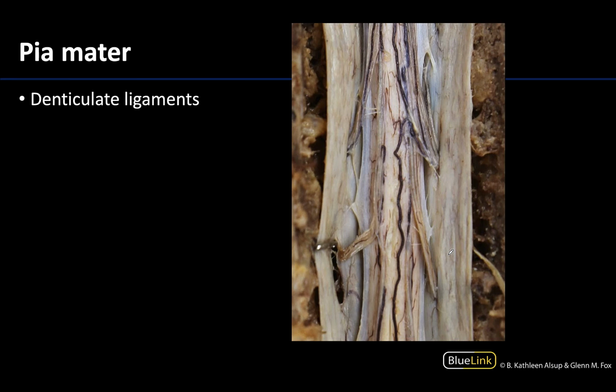There are two specializations of the pia mater that we want you to be familiar with. The first is the denticulate ligaments, and these are paired extensions of pia mater that will, as it suggests, extend away from the pia mater on either side, and these will attach to the dural sac. So you'll have the extensions of the pia extending all the way to the dural sac.